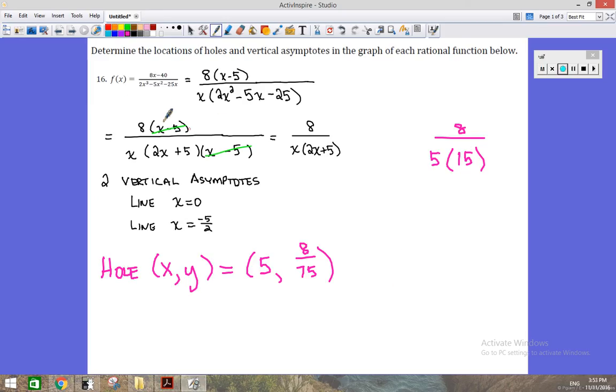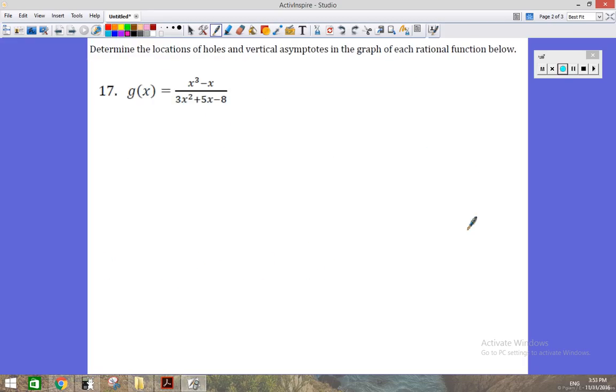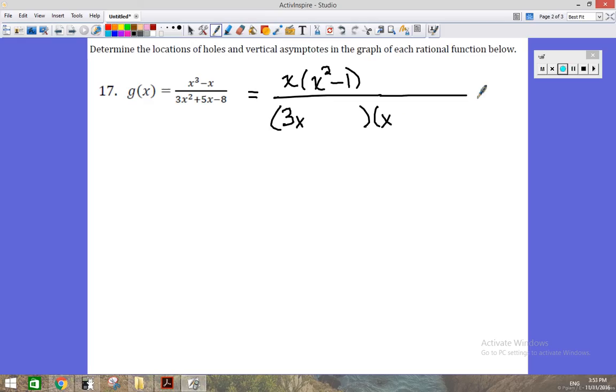Alright, so let's move on to, I believe the next problem has the same directions, so we'll do it on the same video. Yes. So let's start out by factoring both my numerator and denominator. I see that there's a greatest common factor of x when I look at the terms of the numerator. In the denominator, I have a trinomial. The leading coefficient's not 1, but at least it's prime. And the factors of 8, well, 1 times 8 and 2 times 4.